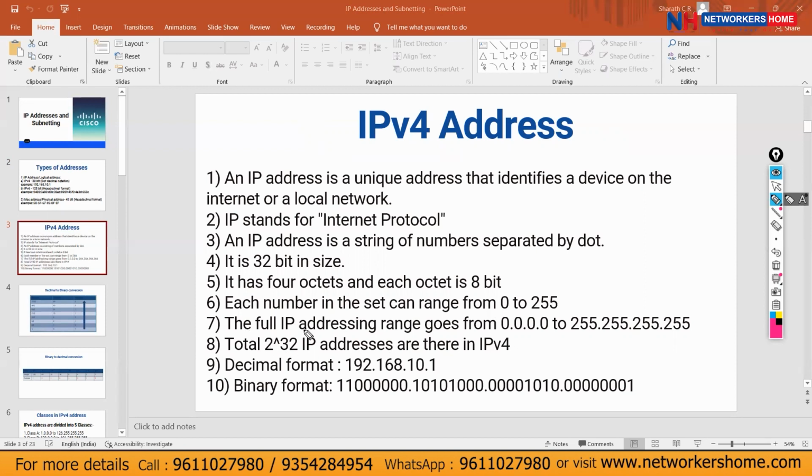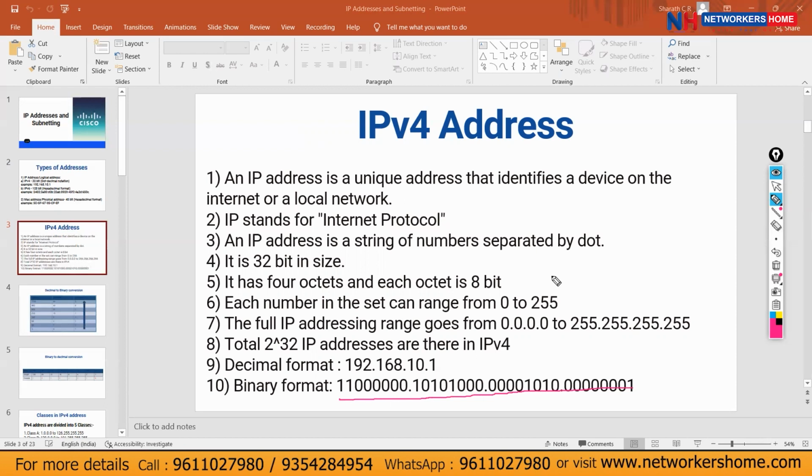The full IP address range goes from 0.0.0.0 to 255.255.255.255. Total IP addresses possible is 2 to the power 32 in IPv4. So in decimal format, it is notated like 192.168.10.1. But computers work on zeros and ones. So what will they do? They will convert the decimal format to binary format to understand. When you convert 192.168.10.1 to binary format, it will be represented like this.